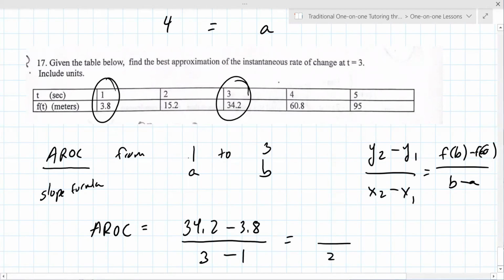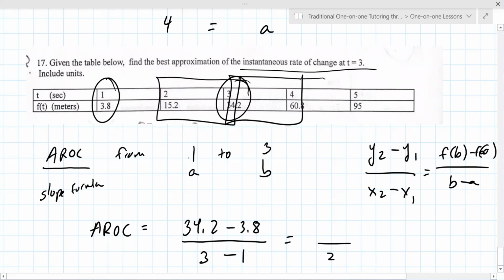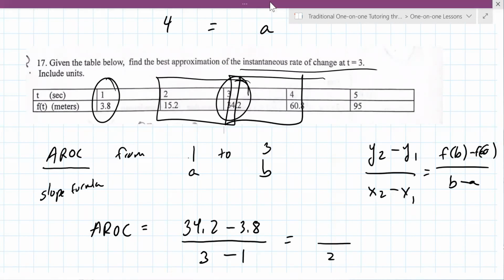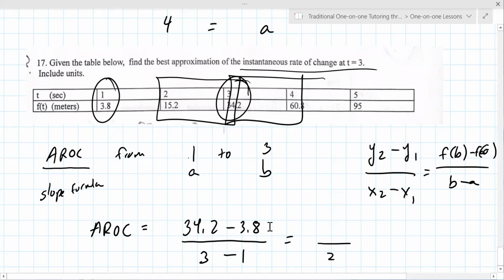So that's kind of what this is. When they asked for the instantaneous rate of change at 3, you had a calculator here, but you use this value and this value, find the average rate of change, and then work them together. So it's 15.2 meters per second, right? But it's reasonable to ask you the average rate of change.